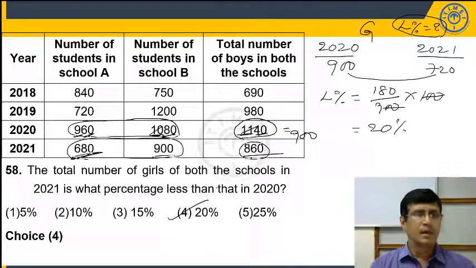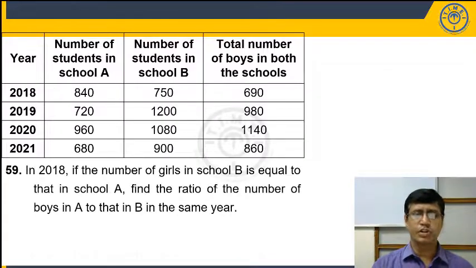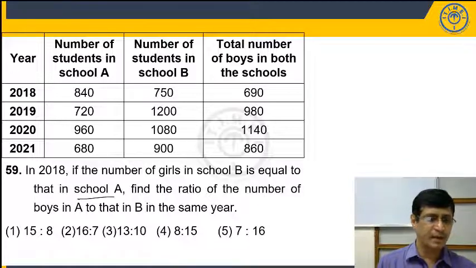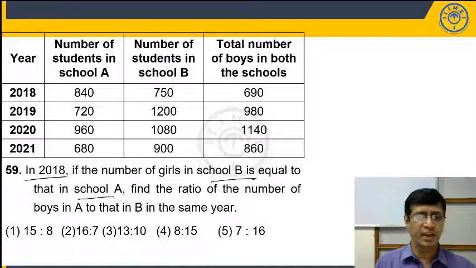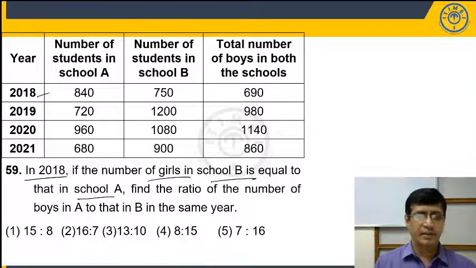Okay. Now look at the next. Now this is the type of solution. Please look at this one. Now the next question on your screen, question number 59. In 2018, if the number of girls in school B is equal to that in school A, in 2018 school B and school A, the girls are equal. The number of girls in these two schools is the same. Then find the ratio of the number of boys in A to that of B in the same year.